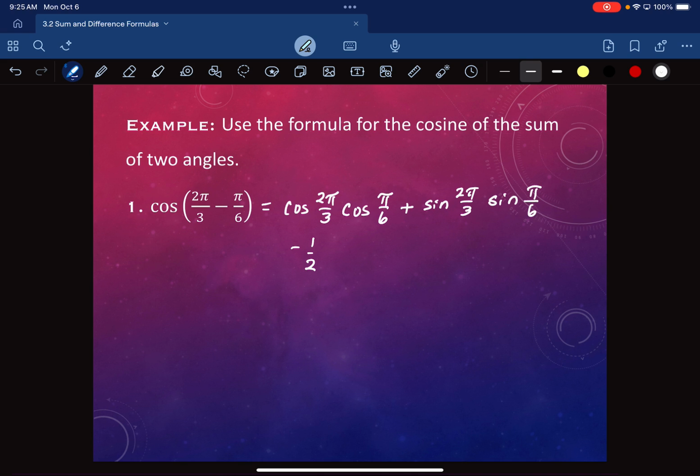That one's much more accessible immediately. So what is the cosine value at pi over 6? That's square root 3 over 2. So this is multiplication. We have negative 1/2 times square root 3 over 2, plus addition.